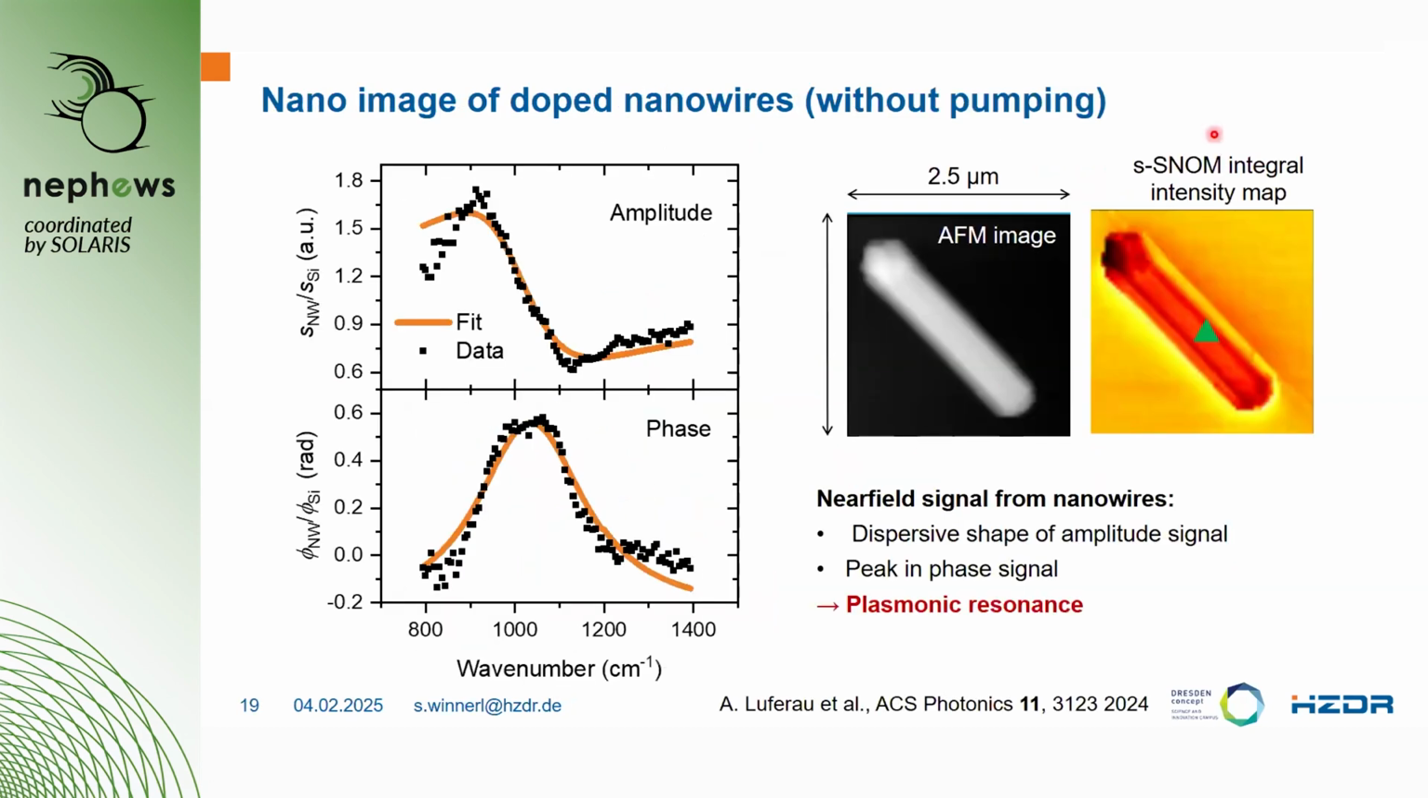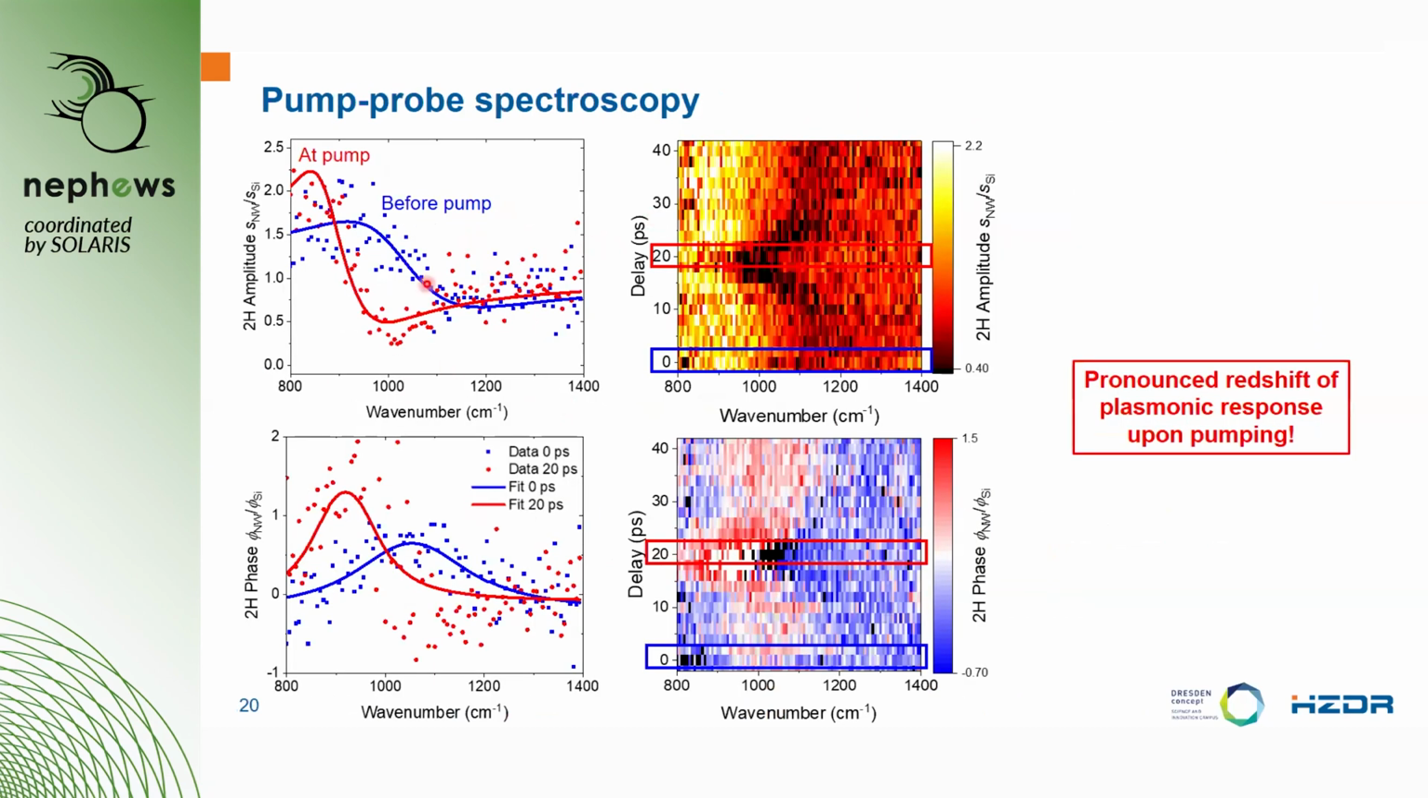So this is what it looks like. This is just an AFM image of such a nanowire. This is the spectrally integrated SNOM image. And then if we spectrally disperse, we see indeed this dispersive amplitude signal and then a peak in the phase at the plasma frequency, which in this case is around 1000 inverse centimeters. So now what happens if we do the pump probe?